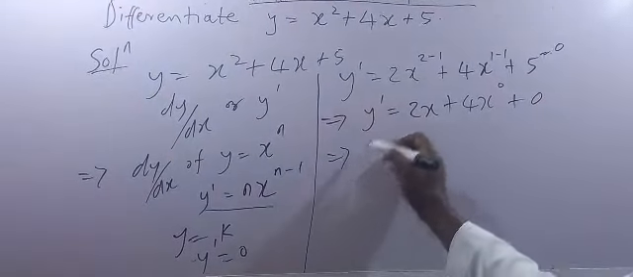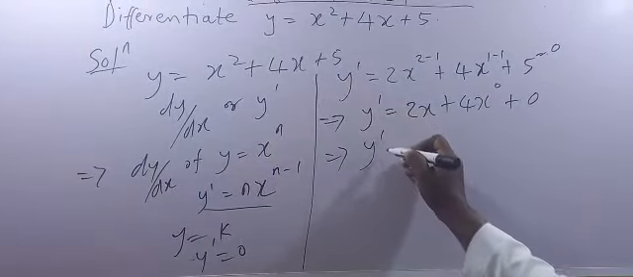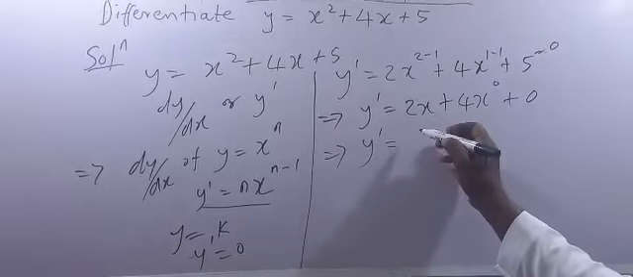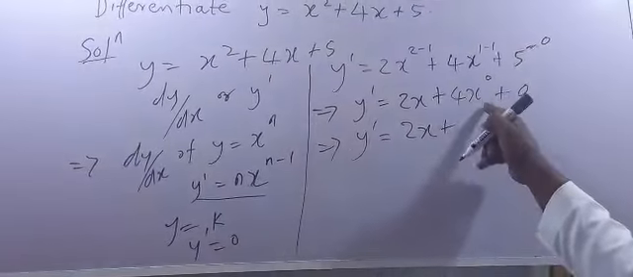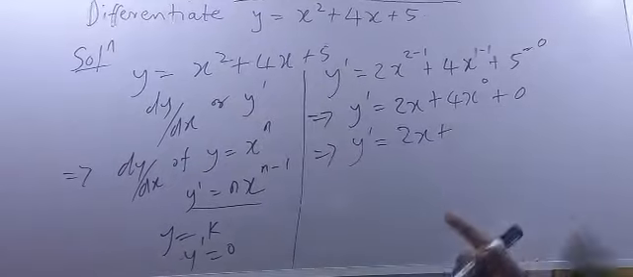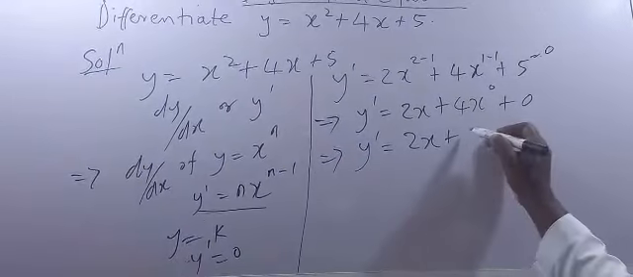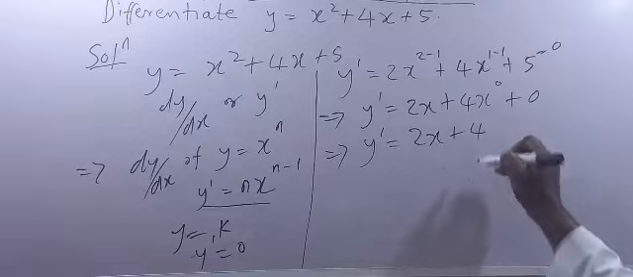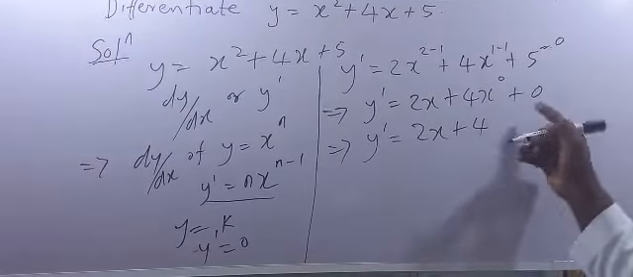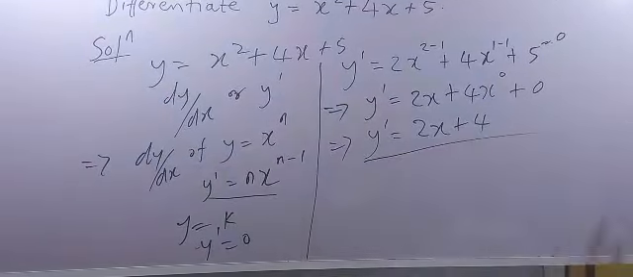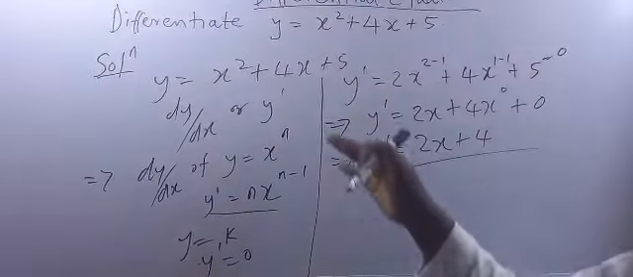Now if we continue, we have y to power 1 is equal to 2x plus, now 4x to power 0, anything raised to power 0 is 1, so leaving us with only 4. So 4 times 1 is 4, and of course this is 0. Therefore this is the answer to the question.